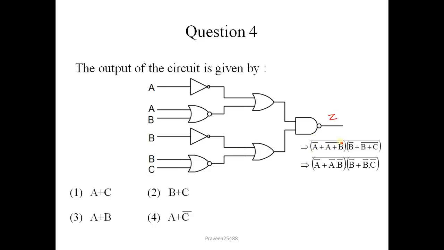By applying De Morgan's law on A plus B whole bar, we will get A bar dot B bar. Next step, we will take common A bar, so we will get 1 plus B bar. 1 plus B bar is equal to 1, and we will get A bar dot B bar. Again we apply the De Morgan's law on this, and we will get A plus B whole bar. So our correct answer is A plus B. That is the correct answer.